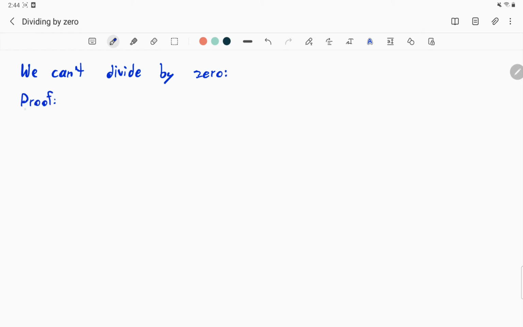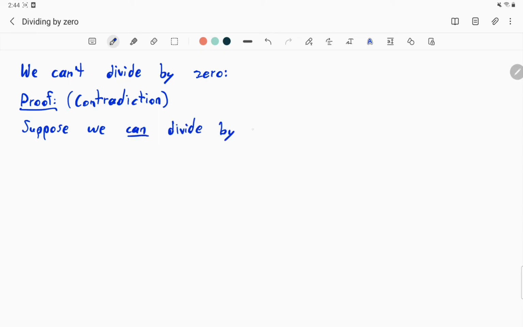So in math, we don't just say things. We have to have reasons behind it. Hopefully, anyway. I wish I lived my life that way too. Proof by contradiction. So you assume something's true, you show it leads to something that doesn't make sense. So suppose we can divide by zero.